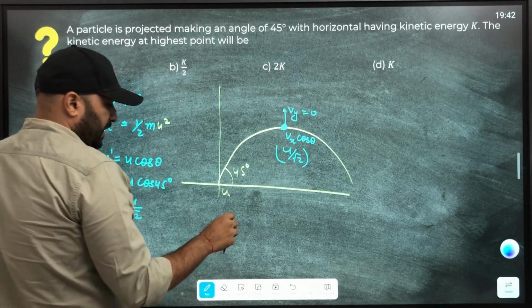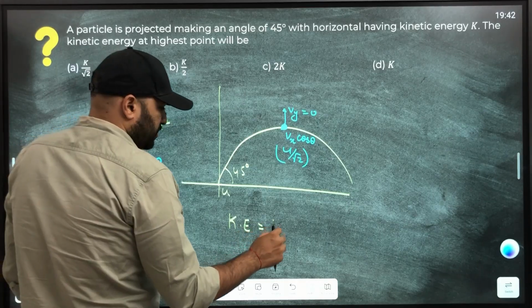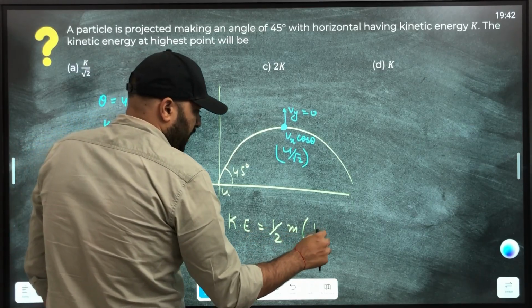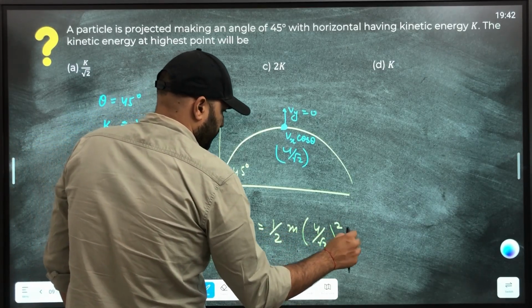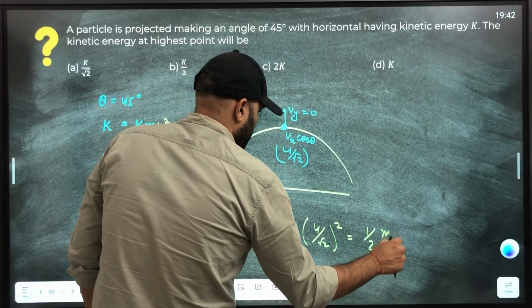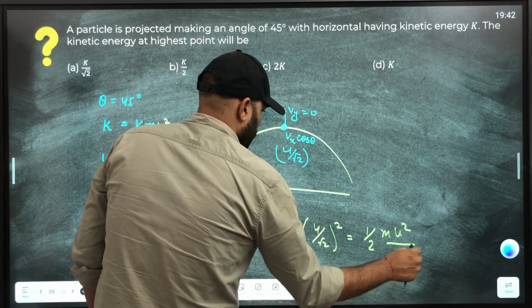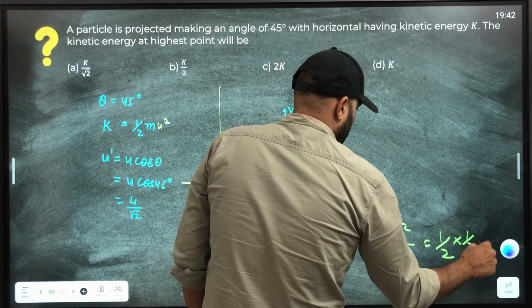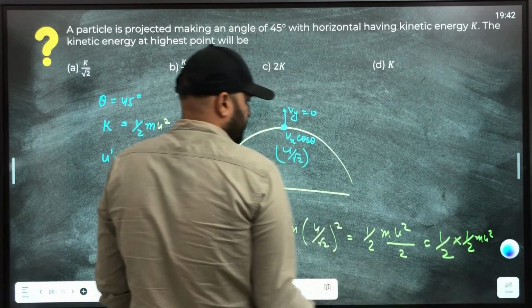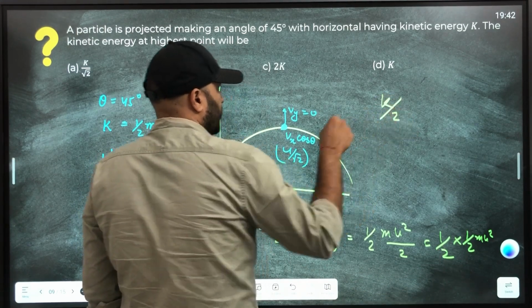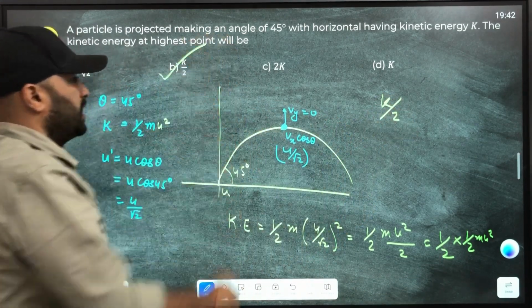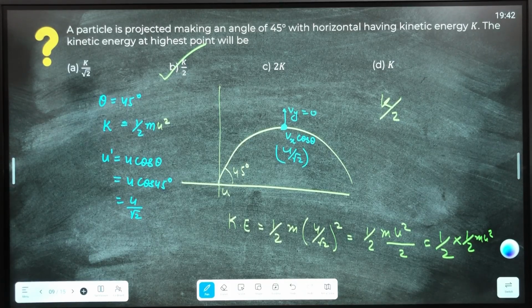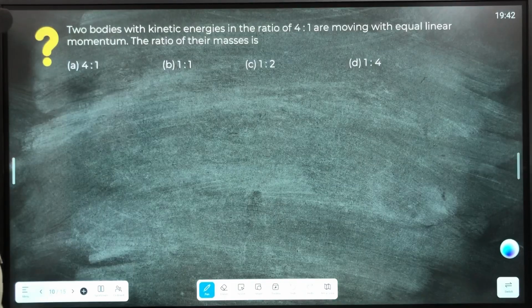So what will be our kinetic energy there? Kinetic energy will be equal to half m times u by root 2 whole square, correct? So that will be equal to half m u square by 2, which is 1 by 2 into half m u square. And what is half m u square? K. So it will be K by 2 here. Clear? Option B is the correct answer. Let's see our next question.